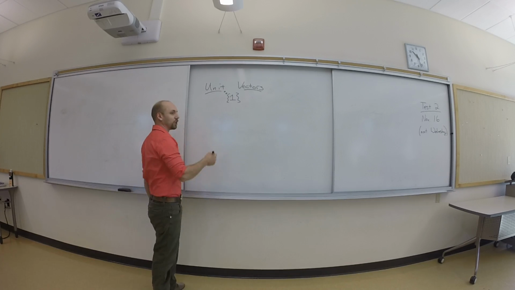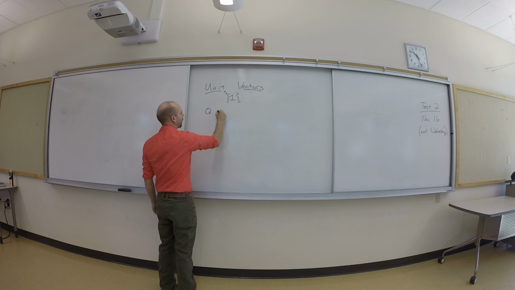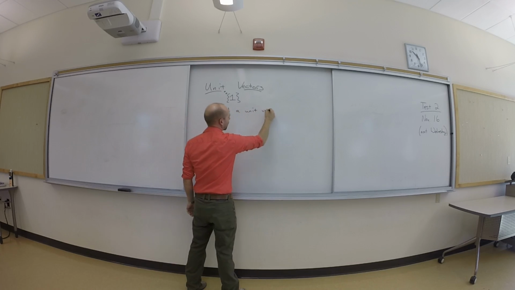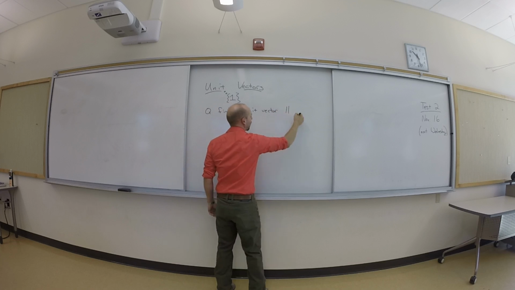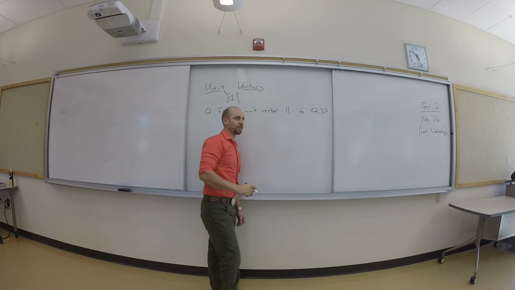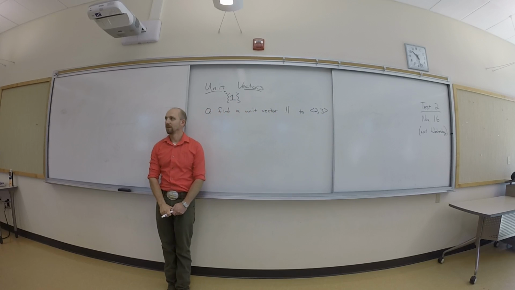So the question I'm answering is this: find a unit vector parallel to, oh, what the heck, let's use our favorite vector from today, 2, 3. So what I need to do is make this a one vector. I just want to strip the length information off of this thing and leave it as a straight up direction. You guys see that?